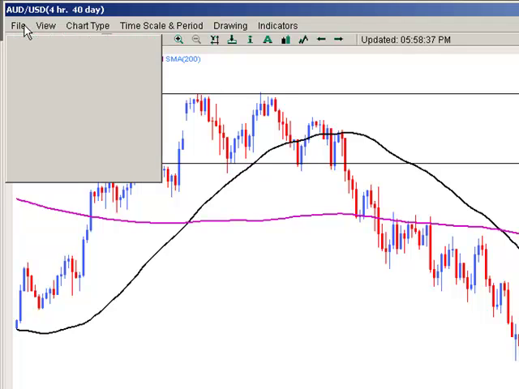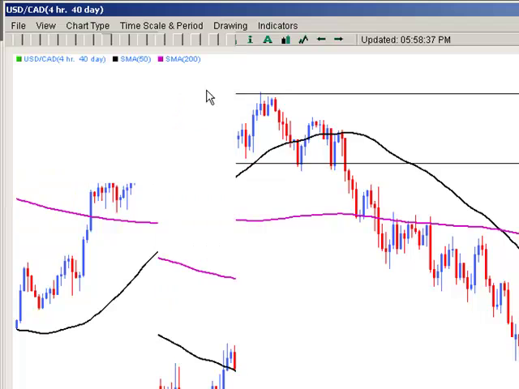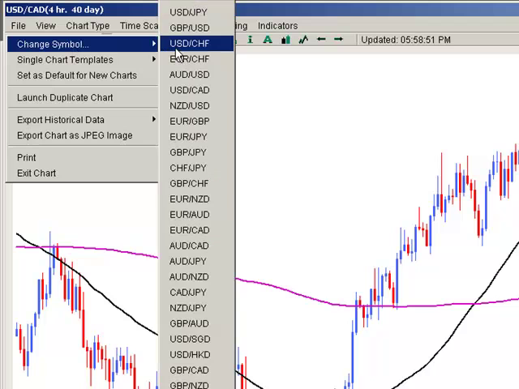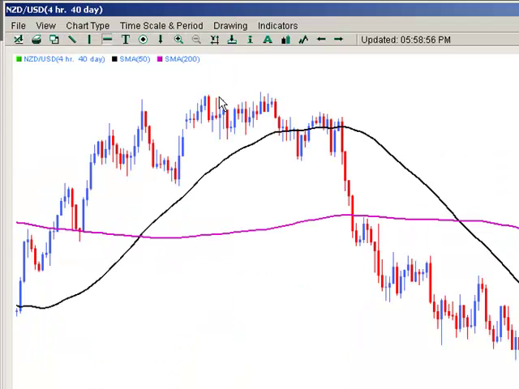So there's another one. Let's see if we can find one more here. Keep in mind, if you don't have any crosses, that's okay. There are a couple of crosses there. Dollar CAD is usually not quite as clean.